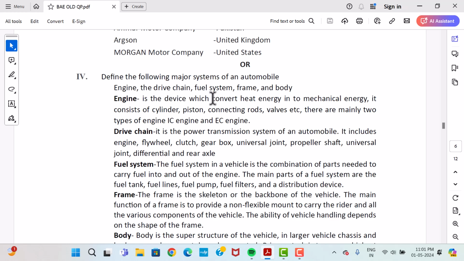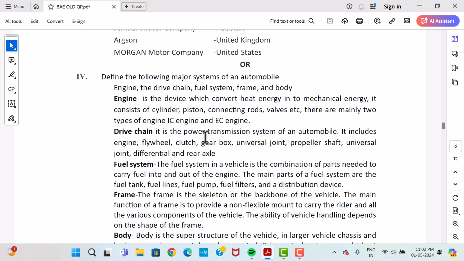It's a device which converts the heat energy into mechanical energy. It consists of cylinder, piston, connecting rods, valves, etc. There are mainly two types of engine. One is called IC engine and the other is called EC engine. The basic classification of the engine: internal combustion engine and external combustion engine.